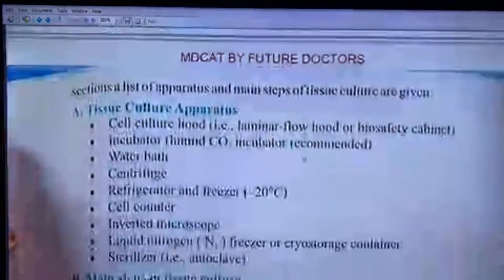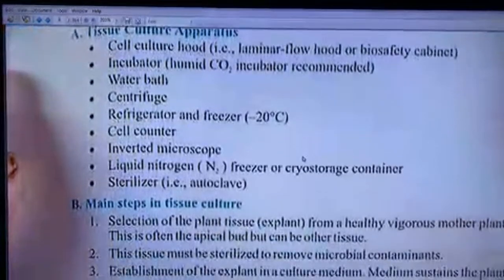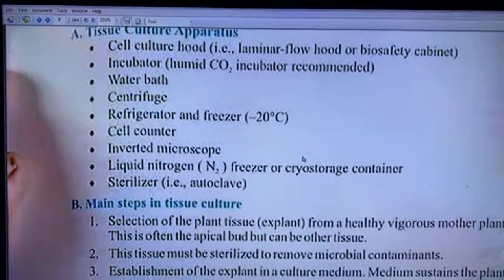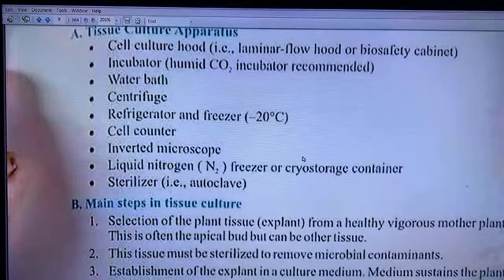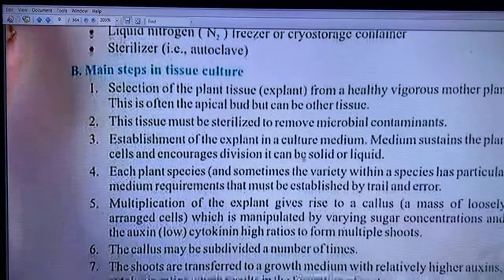Tissue culture apparatus: cell culture hood, incubator, water bath, centrifuge, refrigerator and freezer, cell counter, inverted microscope, liquid nitrogen, sterilizer. Main steps in tissue culture.